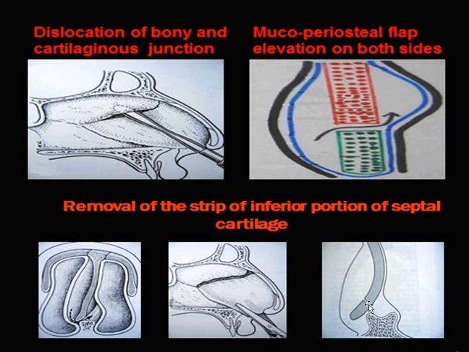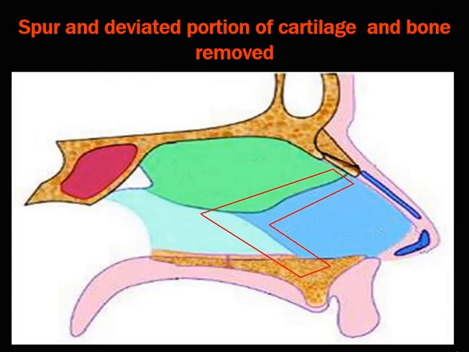So this cartilage is removed, and the cartilage is kept in the midline. Now if there is any spur or deviated portion of the cartilage, it is also removed. The floor of the nasal septum is also removed. See, this is the maxillary crest. This is the maxilla, part of the palatine bone, and it is removed. So the septum becomes straight.